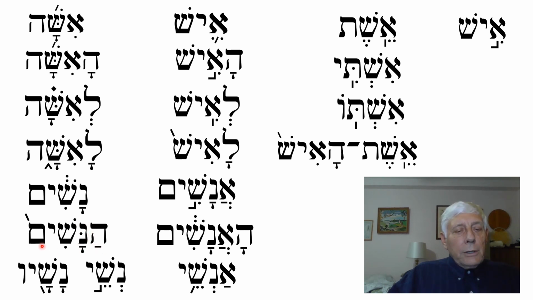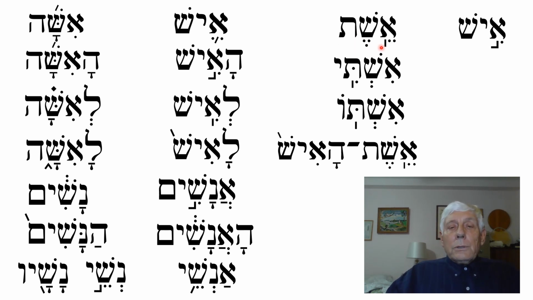So hanashim, neshe, this is the construct form in plural. And nashav, this is the construct form with just a pronoun suffix added to the end of this particular construct form. Construct forms are used when you want to attach suffix pronouns. So that's what you have here.